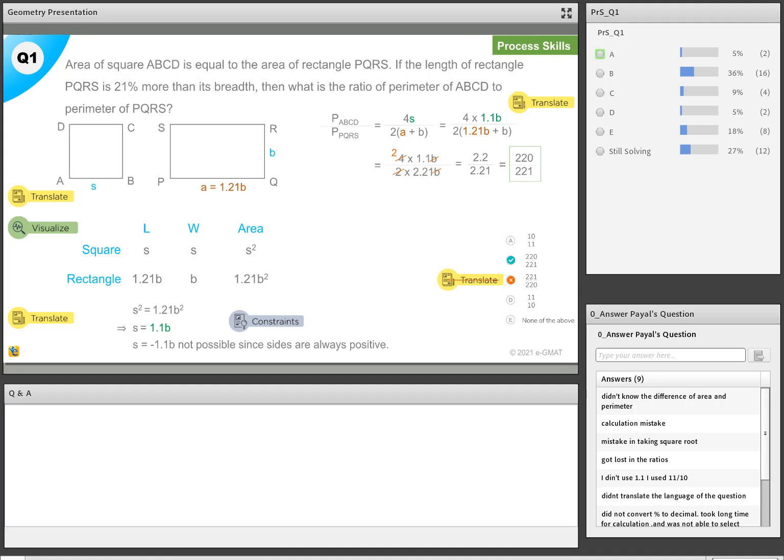Okay. Decimals, again, Quant Basics, didn't use 1.1, I used 11 by 10. Okay, so you used 11 by 10 and probably that's the reason why you selected choice D, which means you did not do further processing.